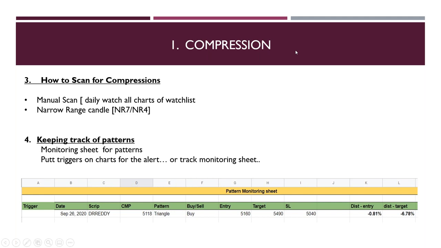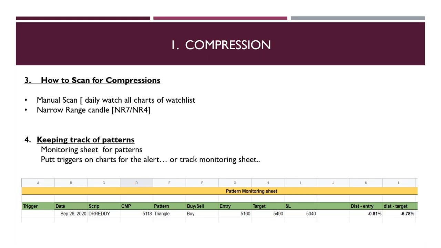Now the third part is how to scan for compressions. As you know, I always believe there is no substitute for hard work. You can use any scanner or any indicator, but the conviction you get from a price pattern, you won't get anywhere else. So that's why I give more importance to manual scanning. Looking at charts manually, you will be able to understand demand and supply forces only by looking at charts. So daily you have to scan your chart list, which I do manually, looking at the charts of the watchlist. And you can use a few scanners, like for compression, such as NR7 and NR4 candles.